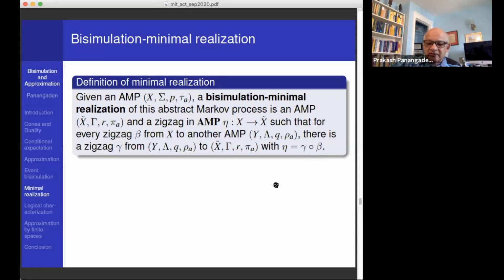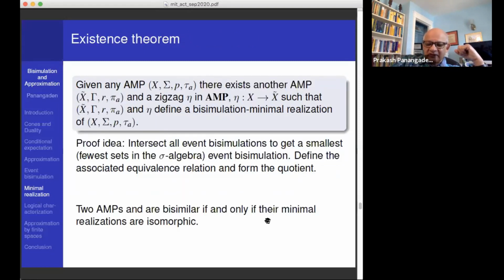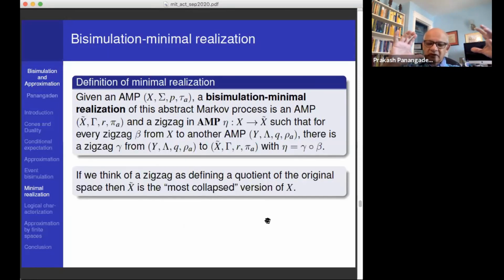So what this is saying is that if you think of this zigzag as defining a quotient of the original space, then x tilde is the most collapsed version that you can construct for x, because any other attempt to collapse x to y, you can always further collapse y to x tilde. So this tells you the sense in which x tilde is really the smallest one that realizes the behavior of x.